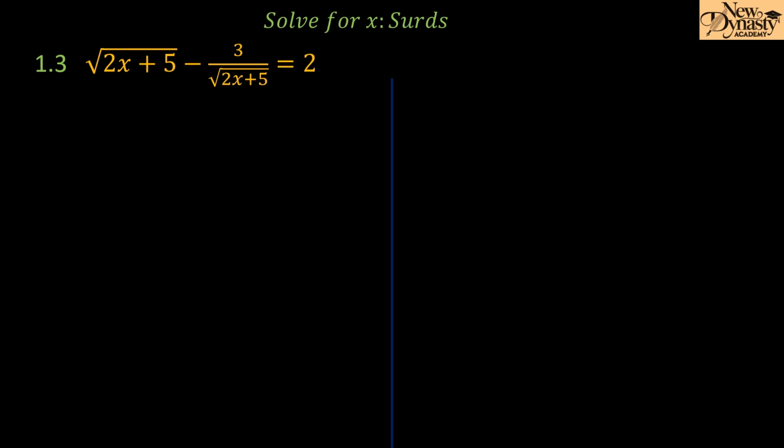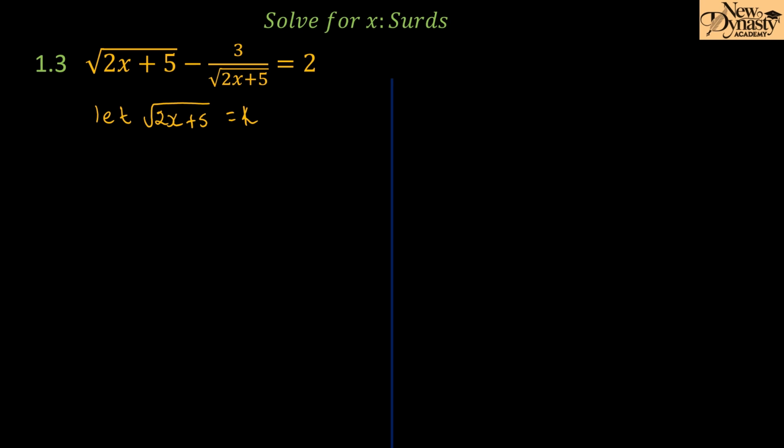Now, question 1.3, grade 11s, that's where we use the K method. So from your set, the number that is inside the square root here, you're going to let it be equal to K. Remember, you can use any other letter, but we are so used to the K method. So we're going to let 2x plus 5 equal K. So it means we're going to substitute K for the square root of 2x plus 5.